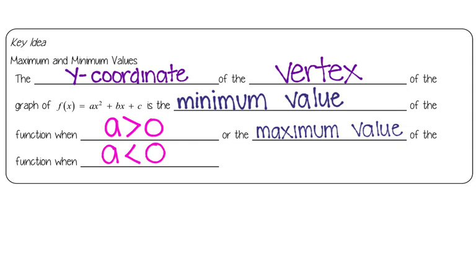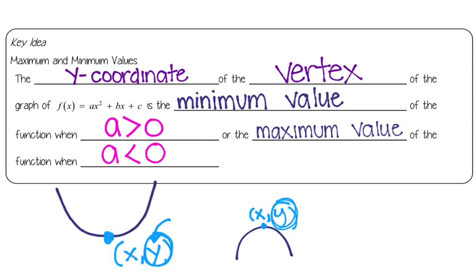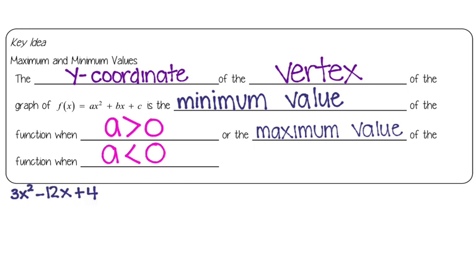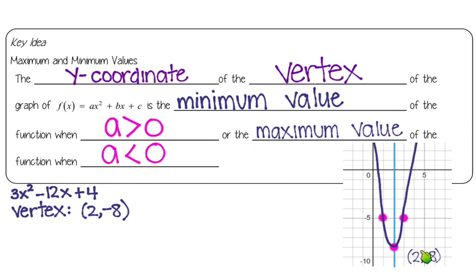So let's look at our problem that we just did, that example. When we have a upward, this is the minimum. When we have a downward, that's a maximum. So let's look at the problem we just did. We had 3x squared minus 12x plus 4. And this is what it looked like, right here.